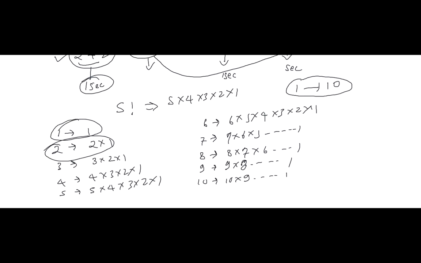But here you can see, for finding the factorial of 2, I am reusing this 1. Similarly, for finding the factorial of 3, I am using the factorial of 2, right? For factorial 4, I am reusing the calculation 3 into 2 into 1. So I can replace this with 3 factorial and simply multiply 4 with the previous result, right?